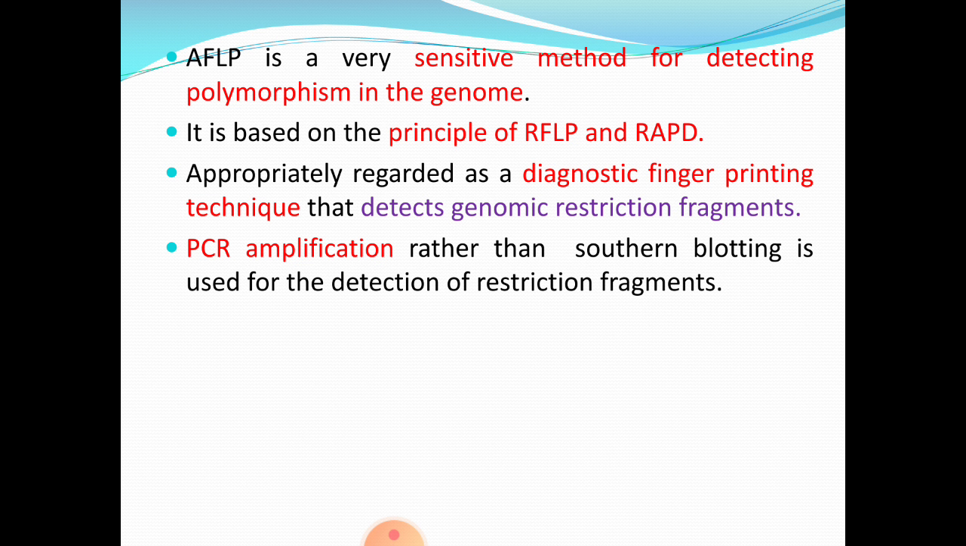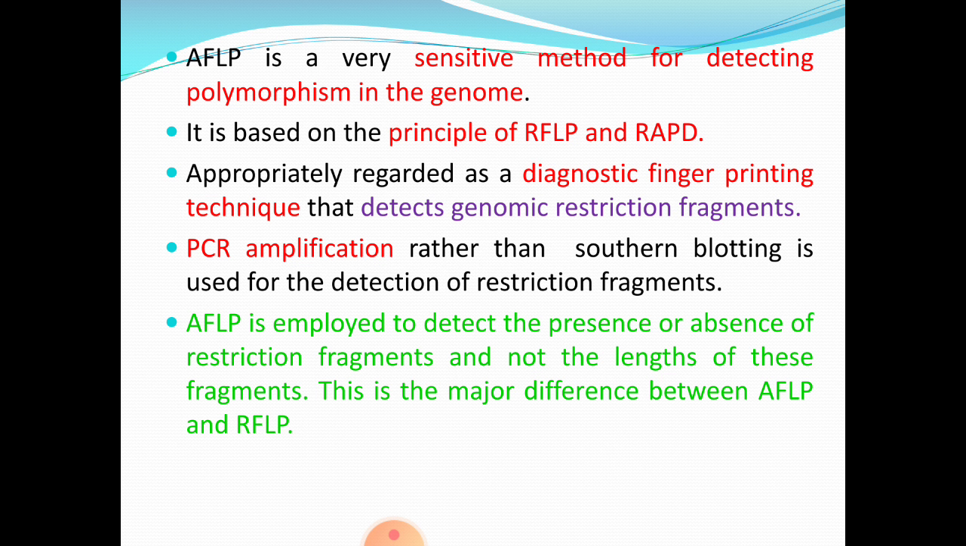Here, we make use of PCR amplification rather than Southern blotting for the detection of restriction fragments. By now you know that in RFLP, both PCR and Southern blotting are used for scoring, but in AFLP, we make use of only PCR amplification and not Southern blotting. This is a difference between RFLP and AFLP.